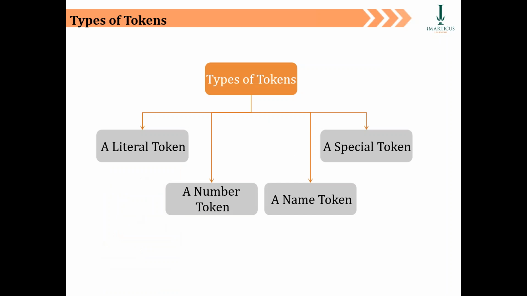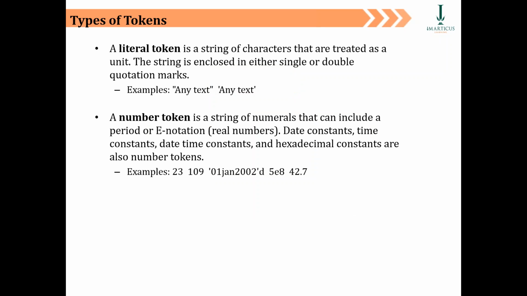So now coming to this, the tokens could be of various types. It could be a literal token, a number token, a name token, or a special token. A literal token is basically a string of characters treated as a unit. The string is enclosed in either single or double quotes. Similarly, a number token is a numerical input, including e notation of real numbers. Date constants, time constants, and hexadecimal constants are also number tokens.